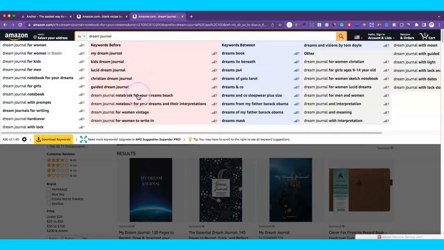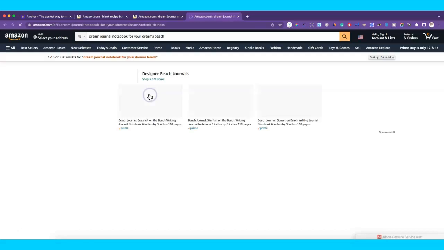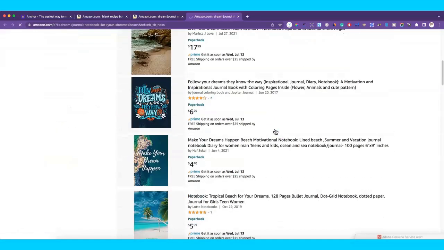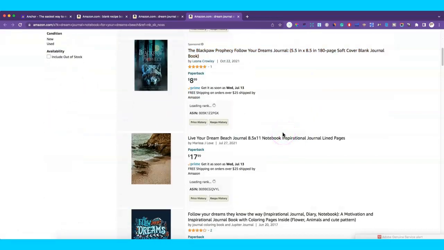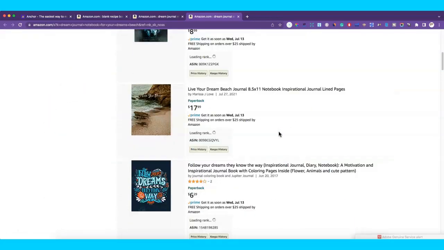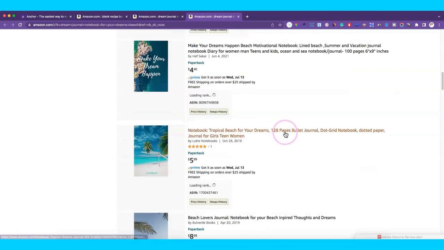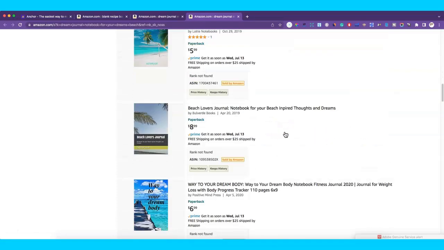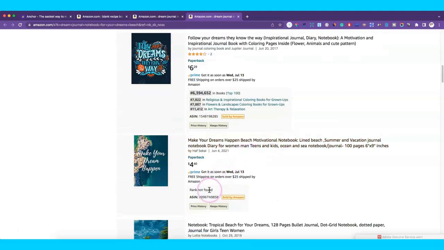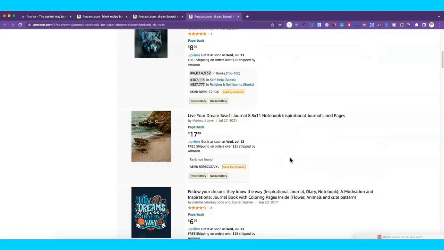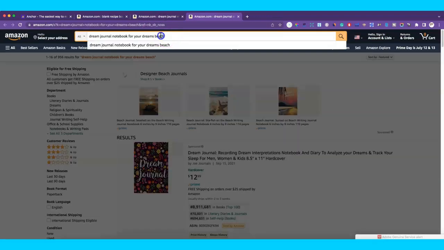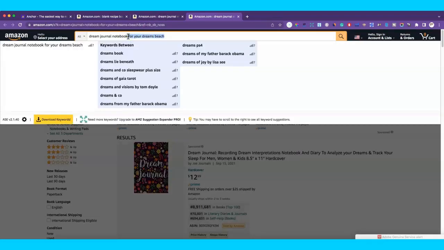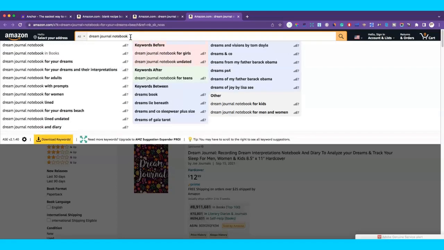Dream Journal notebook for your dreams, beach. So maybe that has a beach theme. Okay, so it's under 1,000, but the number's still kind of high. But let me just see how they're selling at least to get an idea if anyone's searching for beach-themed dream journals. Okay, so if it says rank not found, that means this book has not sold yet. And the other numbers are in the high millions. It's like I was saying, the closer you are to 0, the better. So, yeah, no, I don't want to do that.